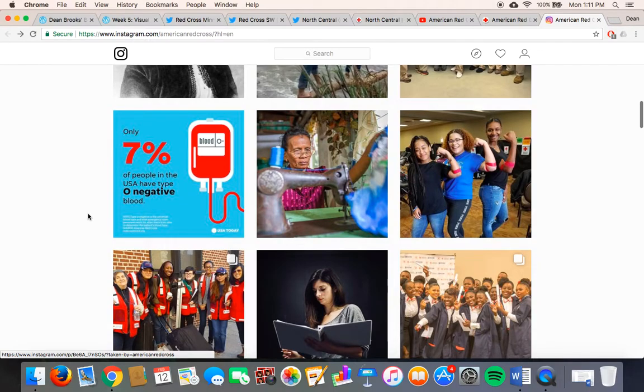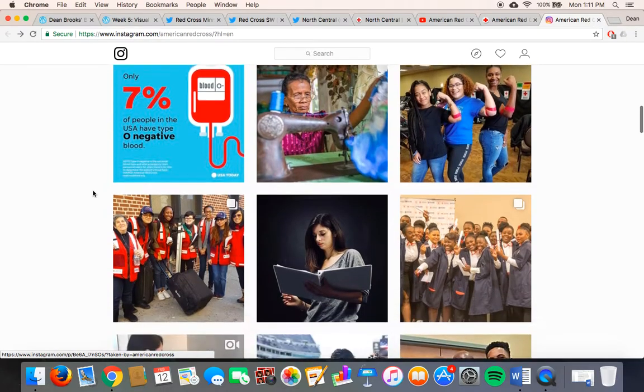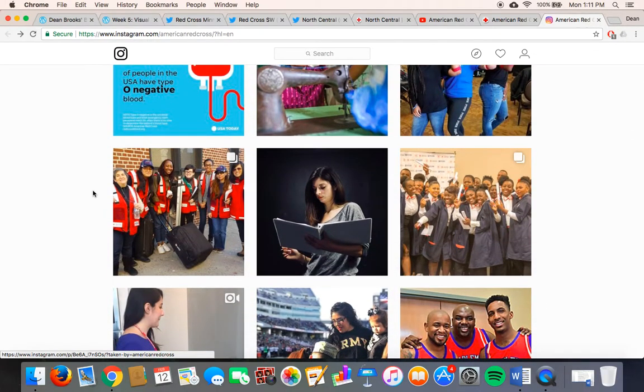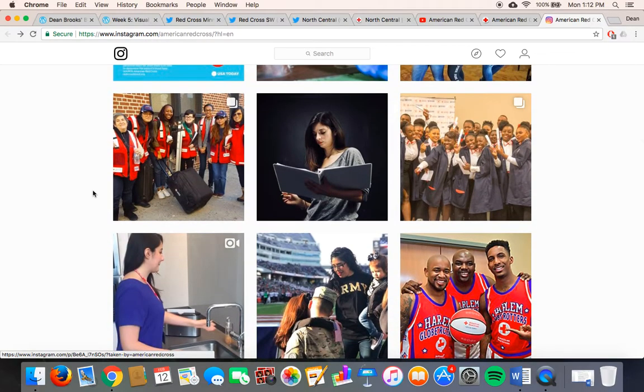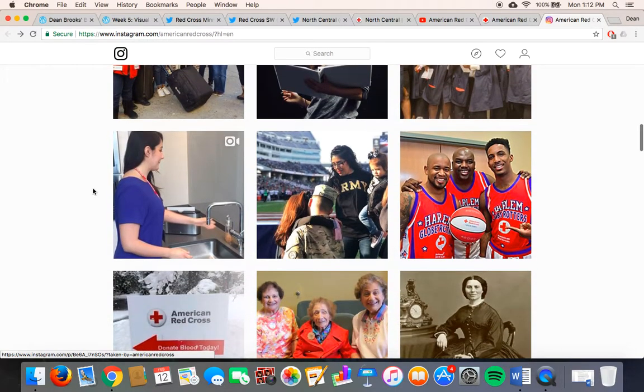I also like how they have these statistical related images like this. Only 7% of people in the USA have type O negative blood. It's just interesting. It makes for a very informative visit when you look at all of this, so that you're not just getting one type of feed or one type of message all the time. It really delivers everything across a spectrum.